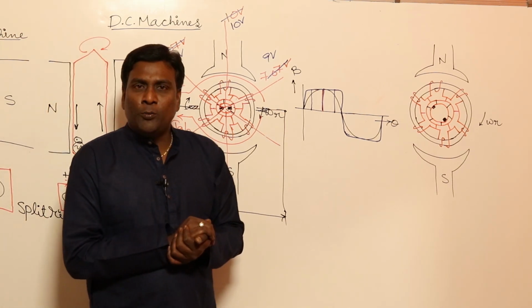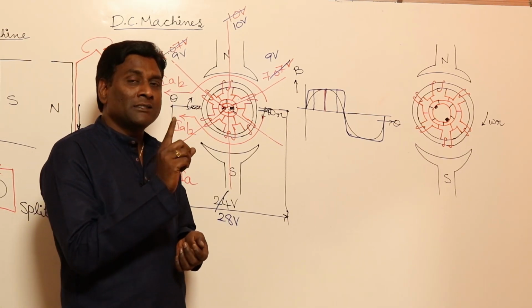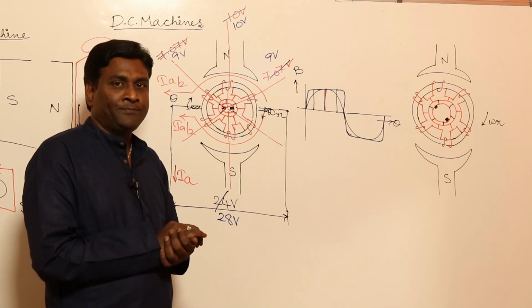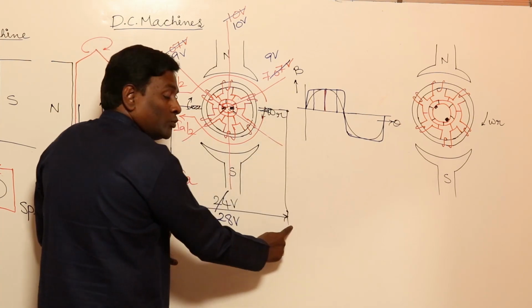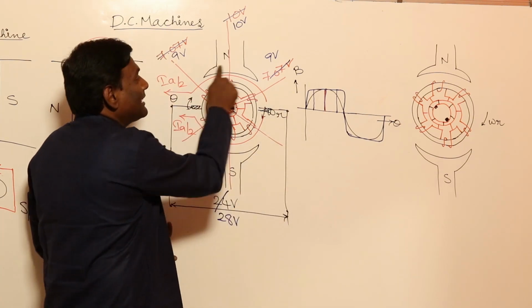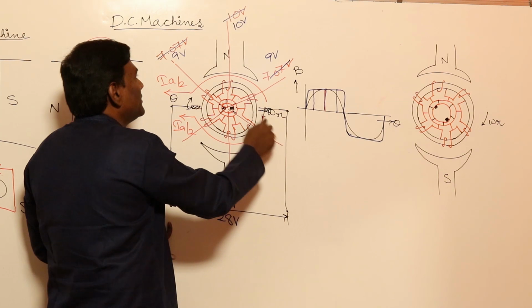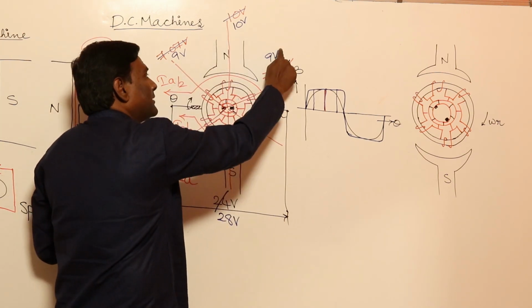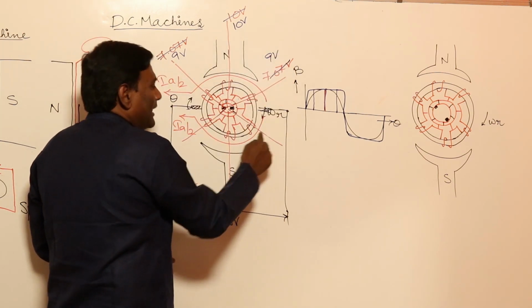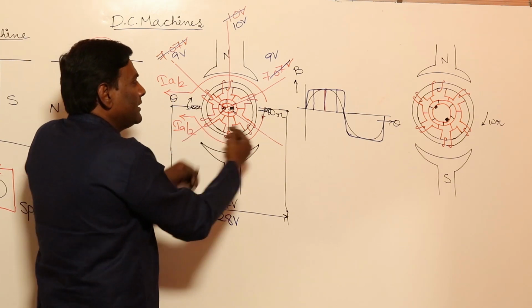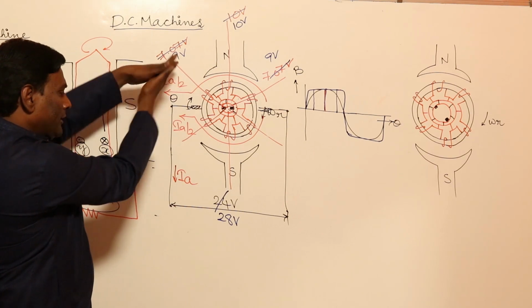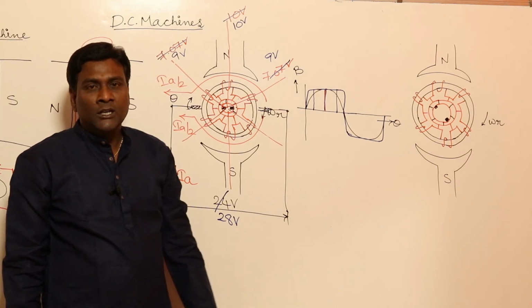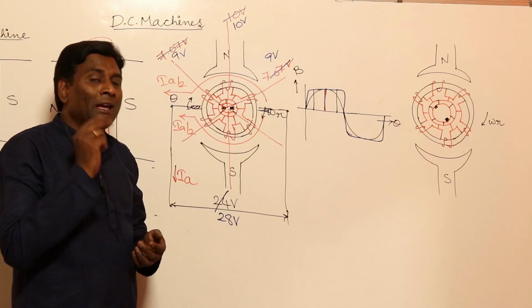Now, coming to the point, we always have to keep the brushes at MNA. Why? For example, see here, if I keep my brushes across these two, these three are connected in series, so 9 plus 10 plus 9 is going to be 28, and minus 9 minus 10 minus 9 is again 28. So how many parallel paths are there here? Two parallel paths.